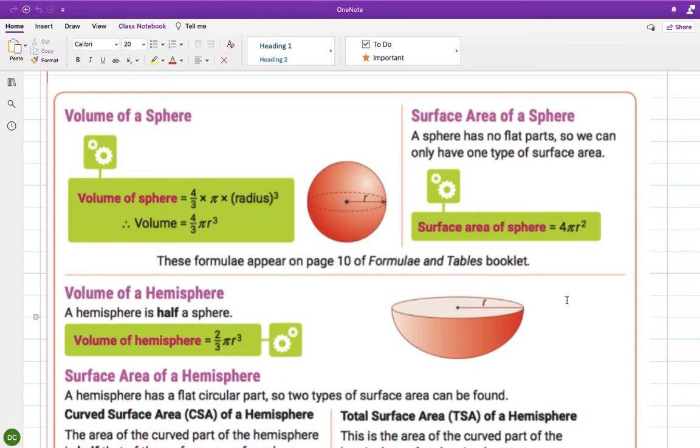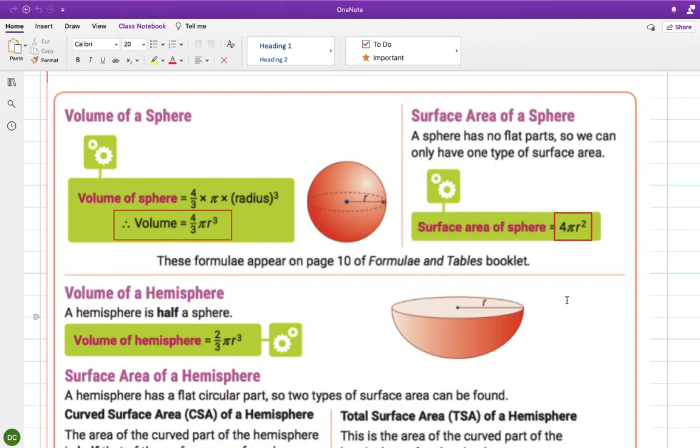Next one then is a sphere. So the formula for the volume of a sphere is 4 over 3 pi r cubed. Can you see it there? And that is in the formula and tables book. And then the surface area. Now there's no discrepancy here between curved surface area and flat surface area because there is no flat part of a sphere. It's just all curved. So the surface area of a sphere is just 4 pi r squared.